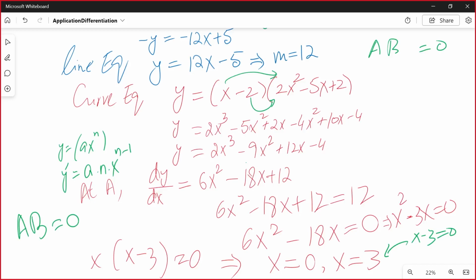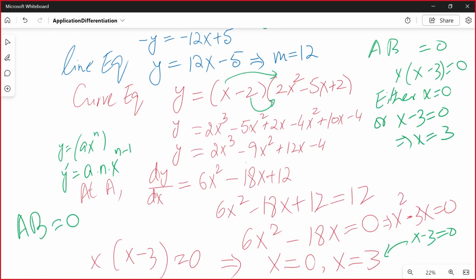So we had x into x minus 3 is equal to 0. Looking at this, either the first part is 0, x is 0, or x minus 3 is 0, and this implies x is equal to 3. Does it make sense to you? I think this is called a null factor formula.